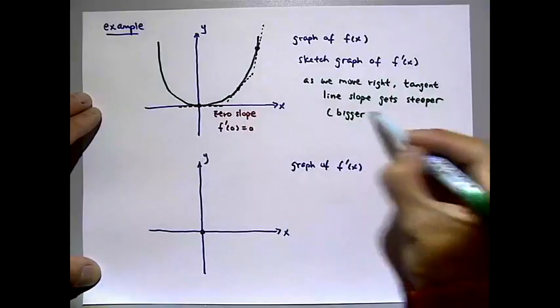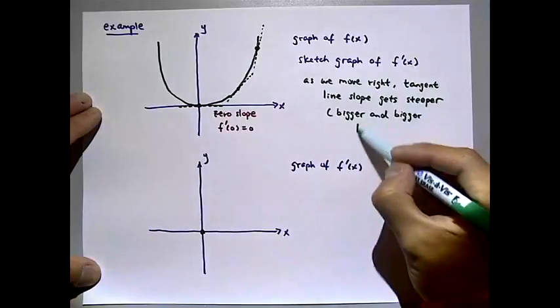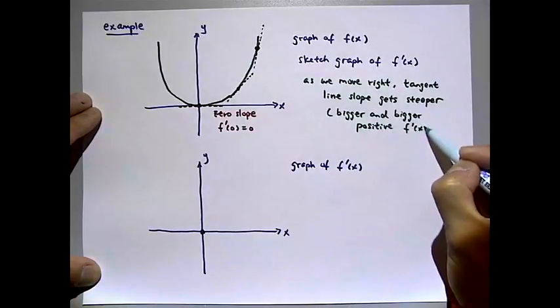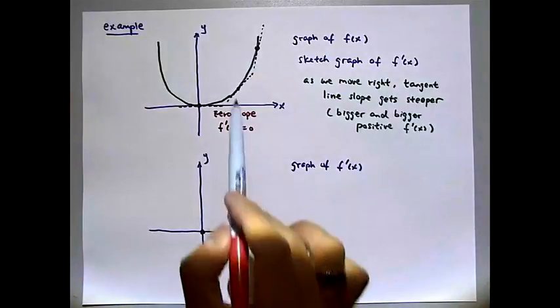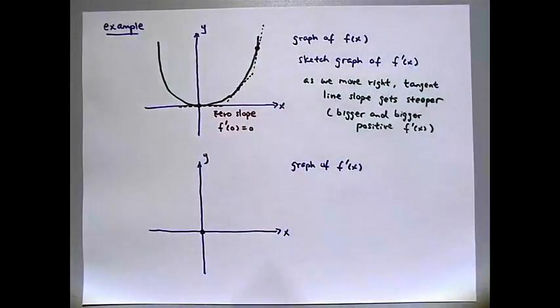And that means bigger and bigger positive f prime of x. So this here might be 1, this here could be 2. If I keep going here, at some point I'll probably find a slope where it's equal to 10, for example.